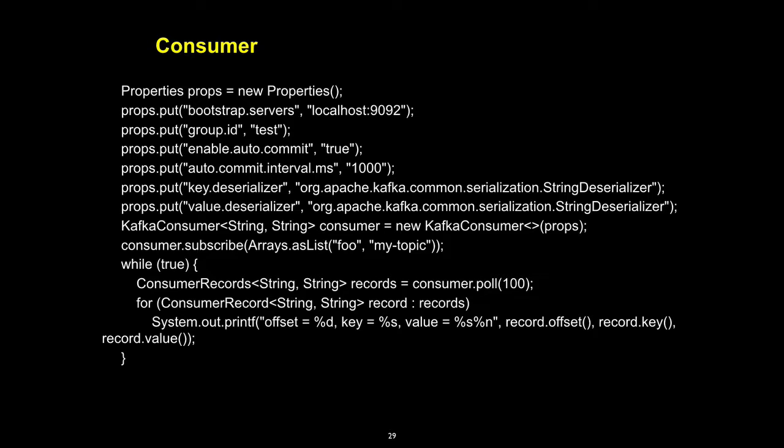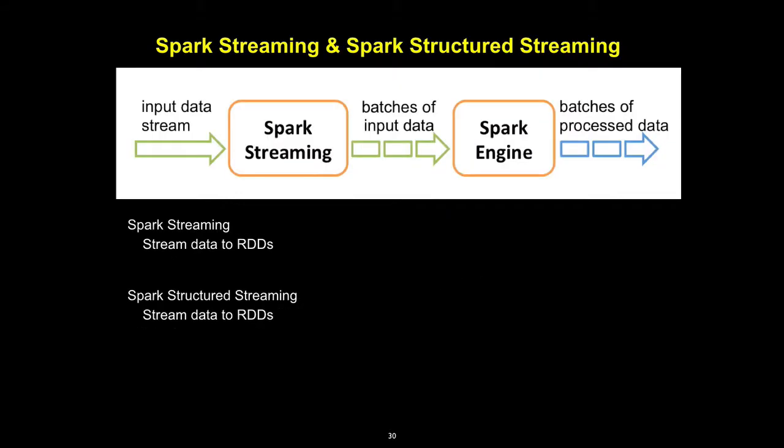Now, the main reason to talk about Kafka in this context is Spark streaming. Like all of Spark, there are two versions of it. There's Spark streaming using RDDs, and there's Spark structured streaming. It should not be RDDs, but data frames and data sets. It's a typo.